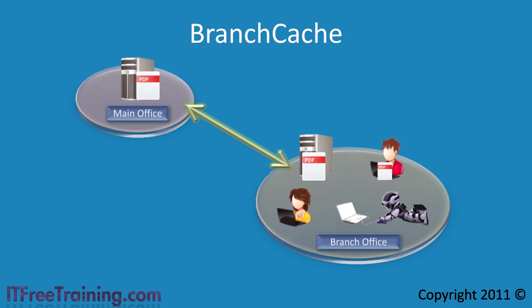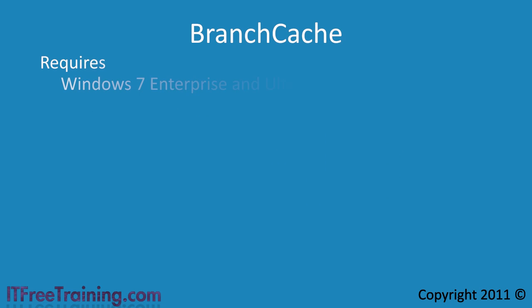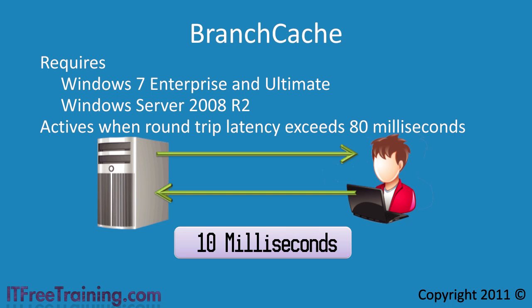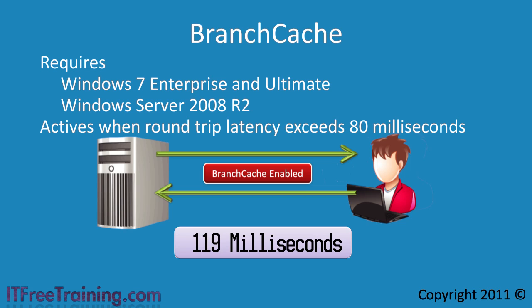In order to start using BranchCache, you require Windows 7 Enterprise or Ultimate Edition and also Windows Server 2008 R2. Once you have configured BranchCache to operate, it will automatically, by default, kick in when the round-trip latency from your client to server exceeds 80 milliseconds. If you have a high-speed link that has low latency, BranchCache, even when configured correctly, may never operate. To change this, you need to change the default latency.